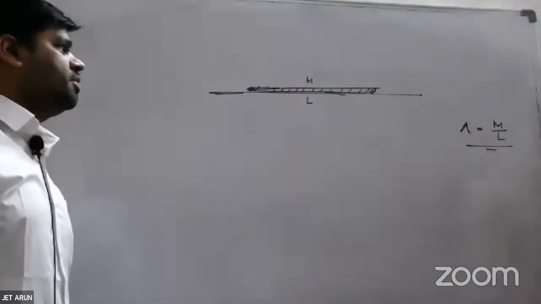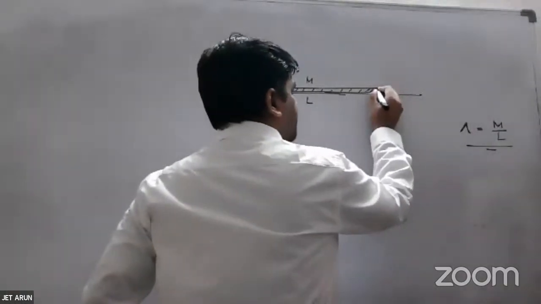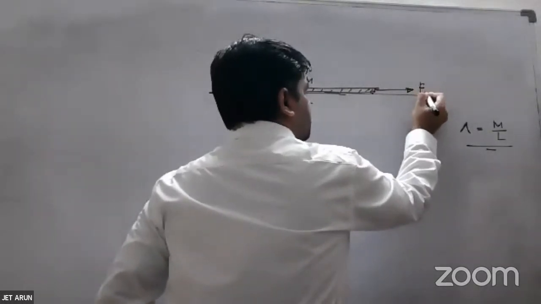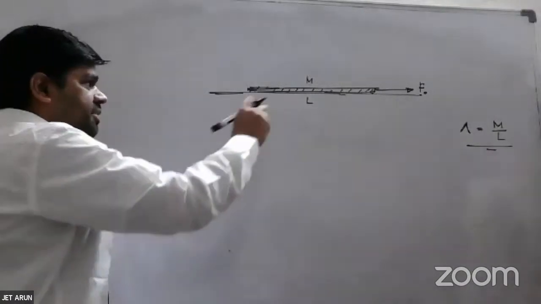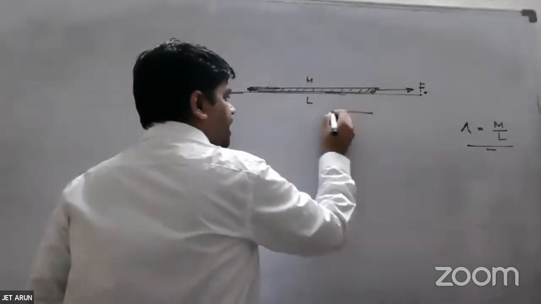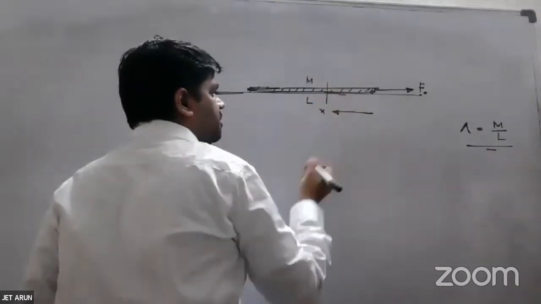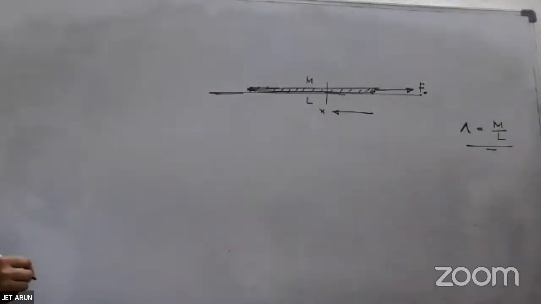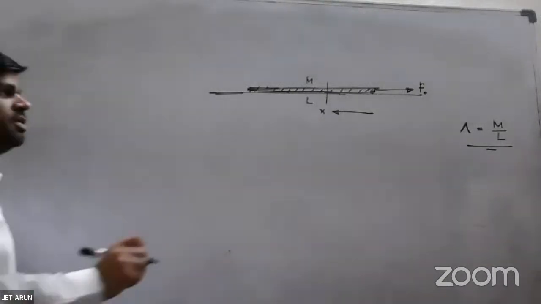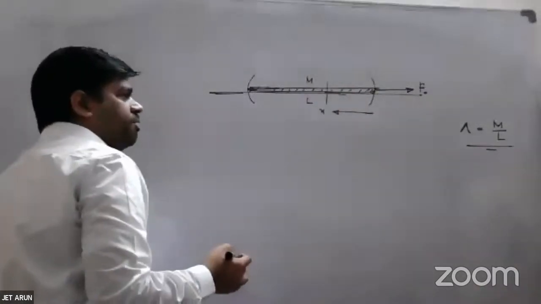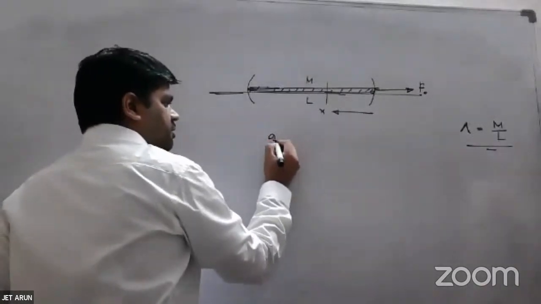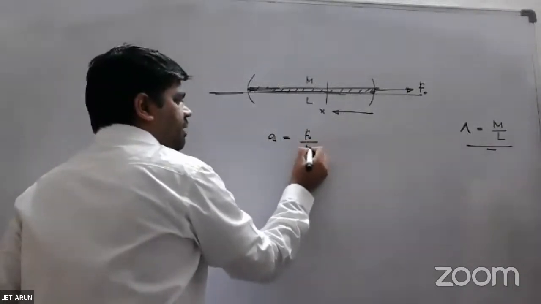Alright, now there is some force F naught applied over here. Required to find acceleration and tension at a distance x from this point, and graph it. All right. So first is acceleration. How do I find the acceleration? Net external force by total mass. What is the net external force on this whole rope? F naught. So acceleration is F naught by m.